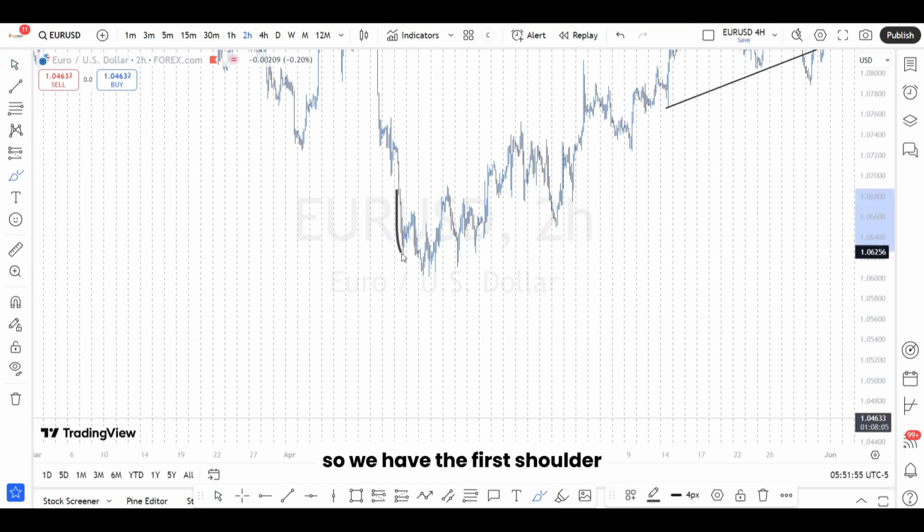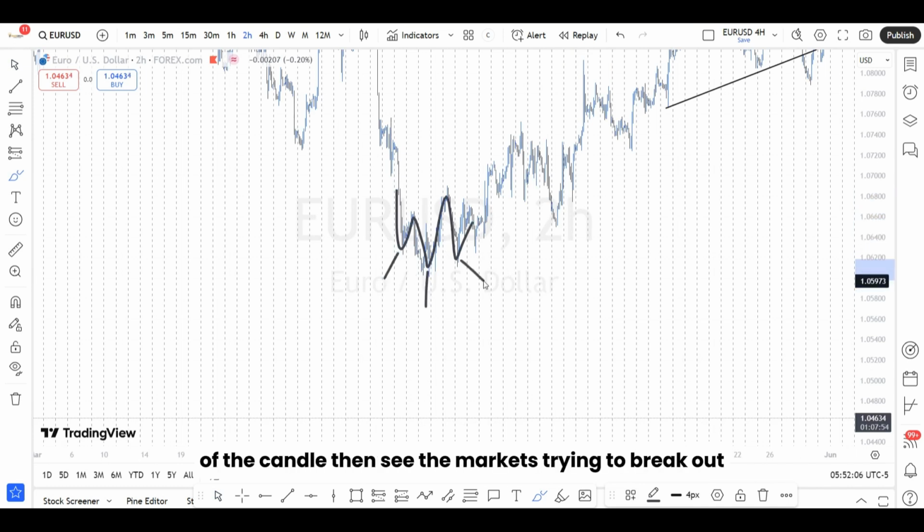So we have the first shoulder, we have the first neck, we have the head, we have the market breaking out of the neck, we have the next shoulder. So this is the head, these are the shoulders of the candle. Then see the market trying to break out of the neck.